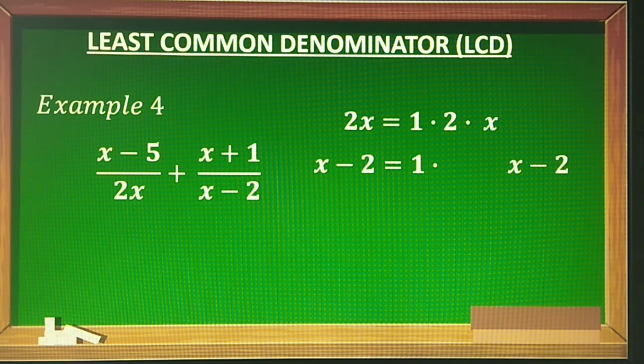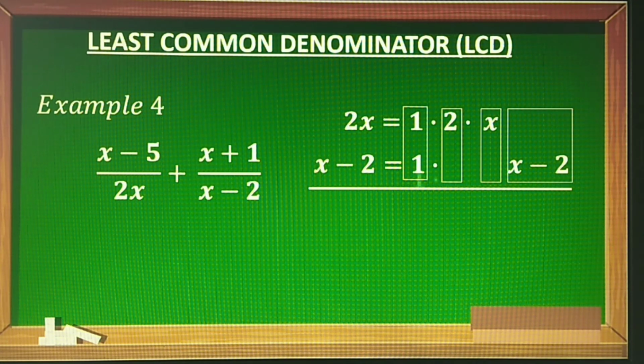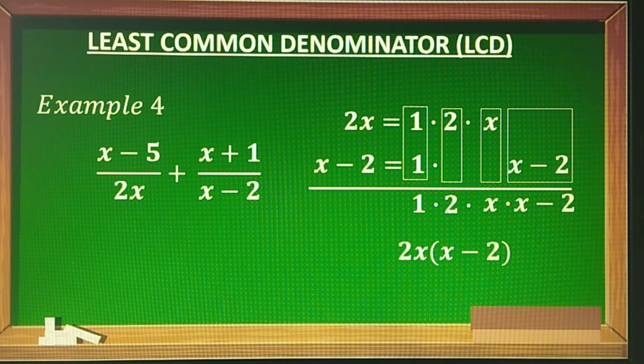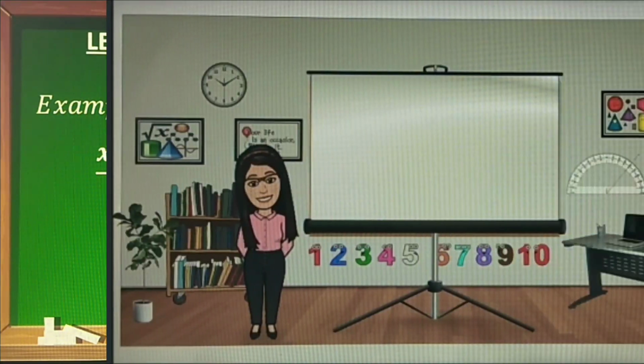Kaya magkaiba sila at hindi mo pwedeng pagtapatin kahit pareho silang may x. Okay, so ganun ulit, same process. So pag group lang natin yung magkakatulad ng may factor, tas magkakaiba, tapos idadrag lang natin 2 and x, then x minus 2, then get the product. So 1 times 2 is 2 times x is 2x times x minus 2. So eto na ngayon yung LCD niya.